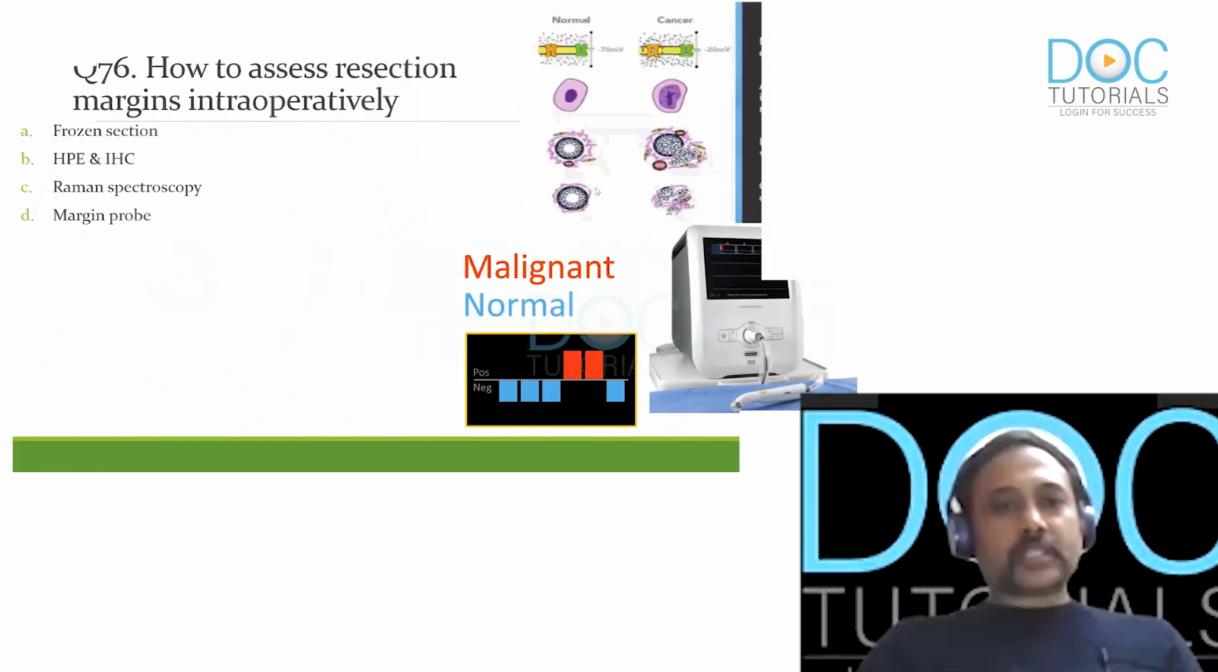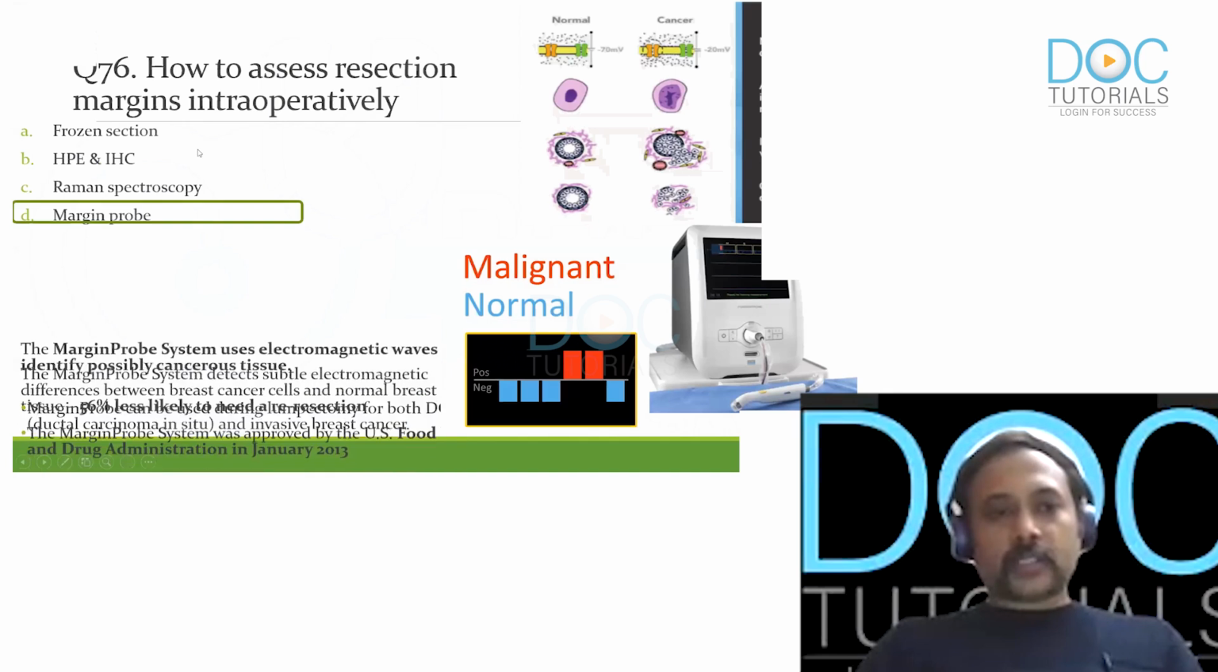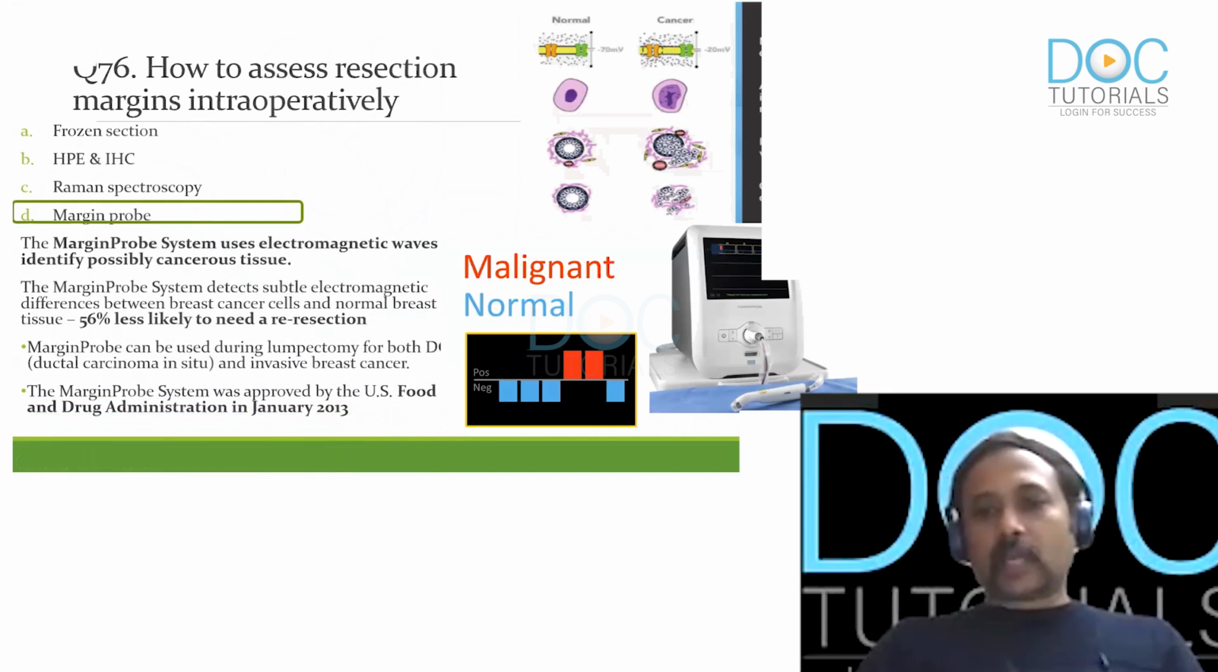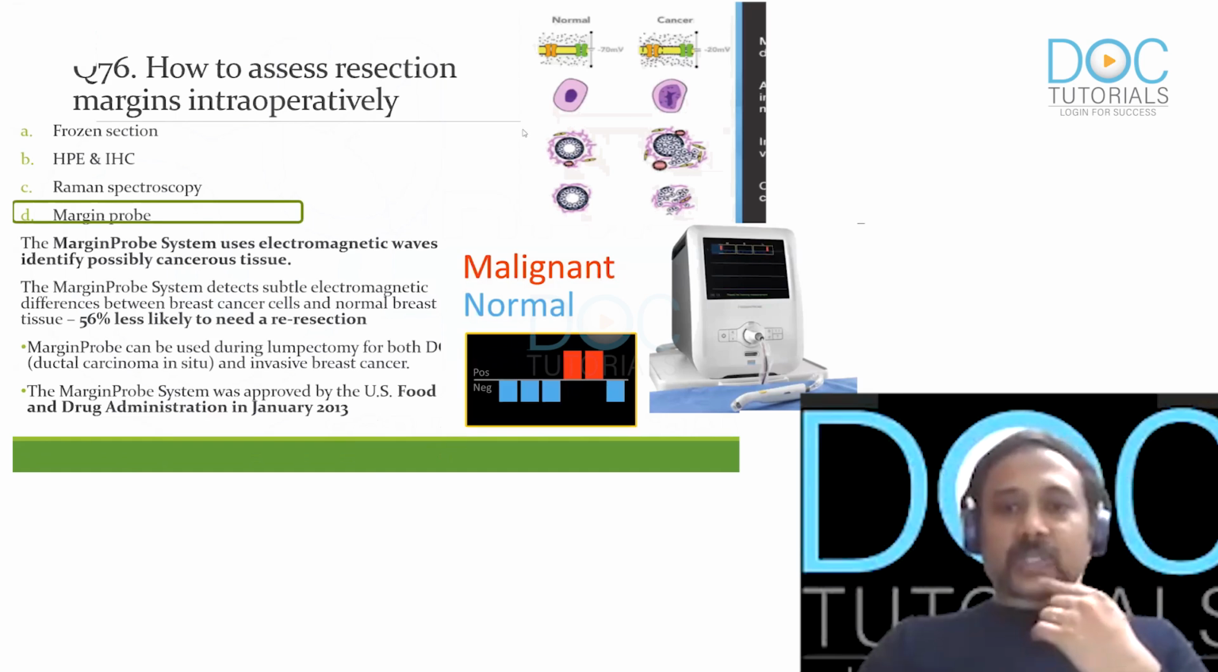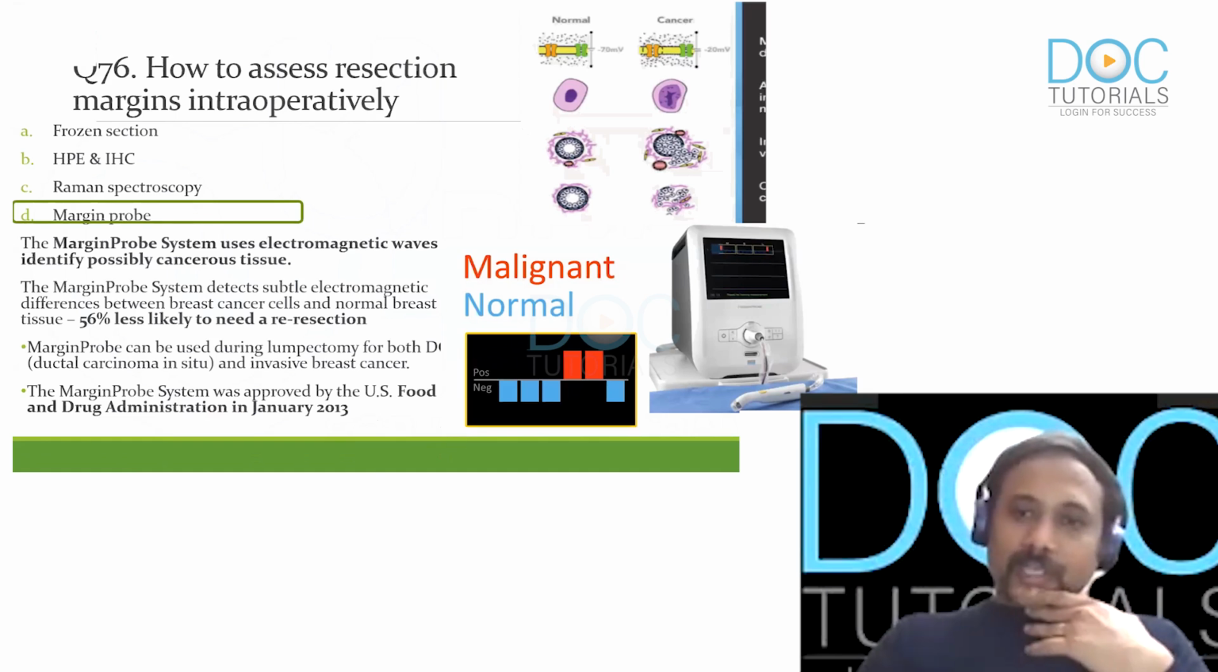So how to assess the resection margins intraoperatively? This was another interesting question that came. Now I almost had the answer marked as frozen section, but the correct answer for this particular question is actually something known as the margin probe. I have not used it. I just read up on it after I saw this particular question and I found it's actually an FDA approved device. Oh, the question is all except.